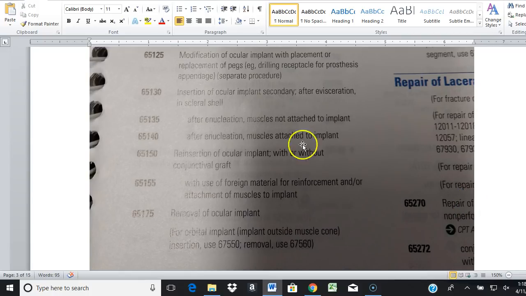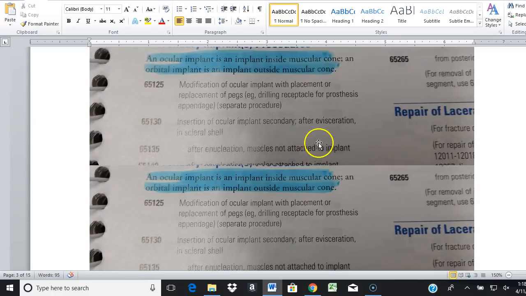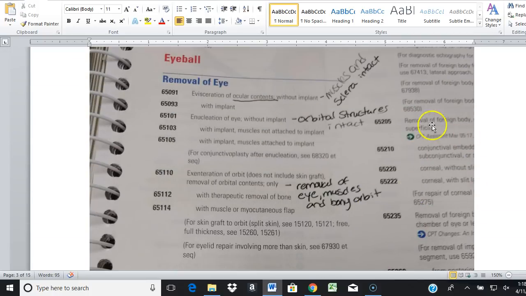Okay, other things that you're going to see, which is over here, you can see right up here starting at 65205, removal of foreign body, but we have a couple options. We have superficial external eye, conjunctival embedded, corneal without slit lamp, corneal with slit lamp. So a couple things I want to go over before we move on, just as a reminder.